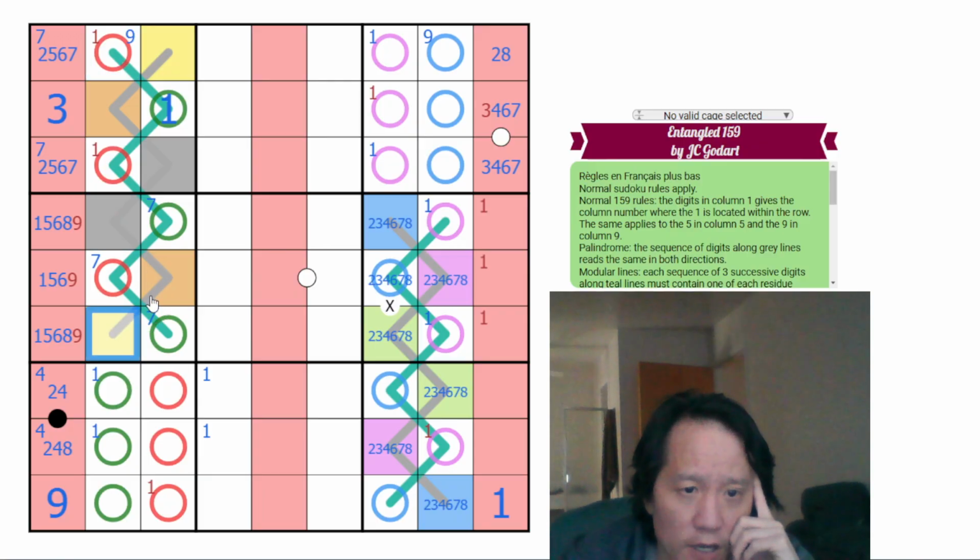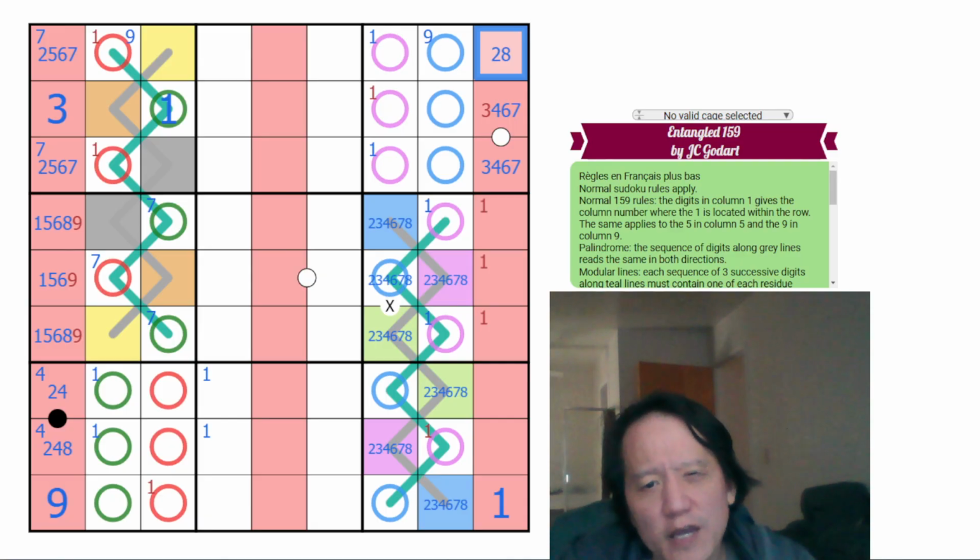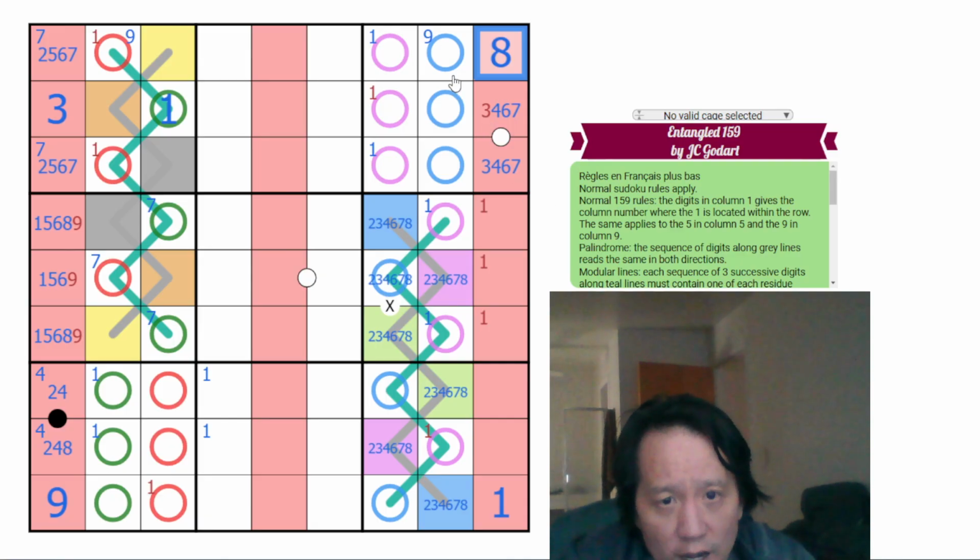So the 9 is one of these, which means this can't be 9. Which means this is 8 then. So this would have to be 9. So the 9's one of these three. It can't be that one. It can't be that one. So this would be 9, which means that's 7.